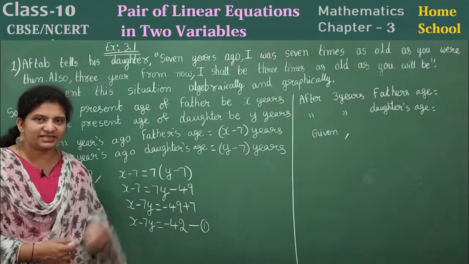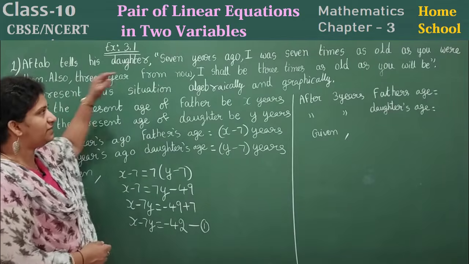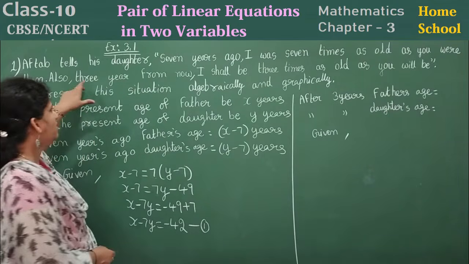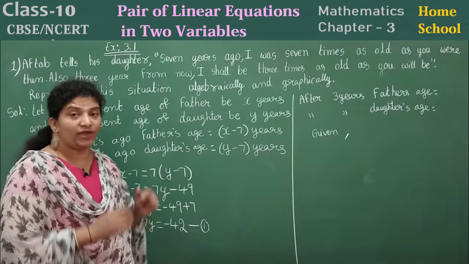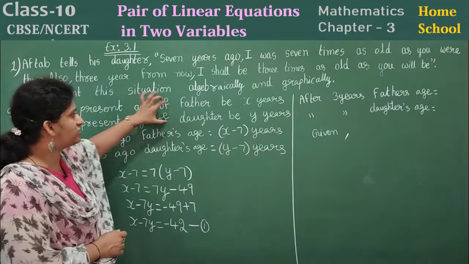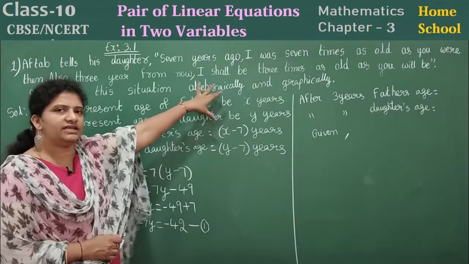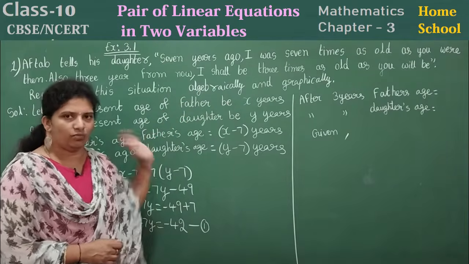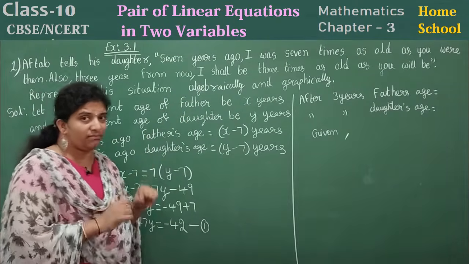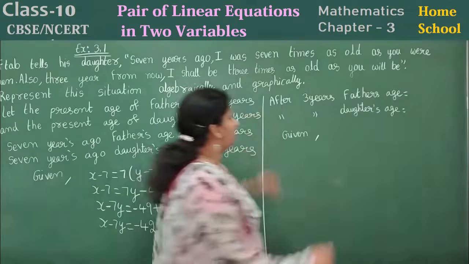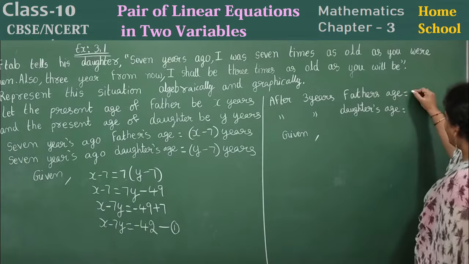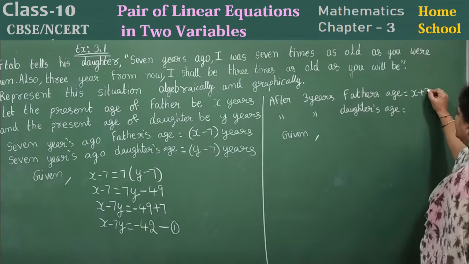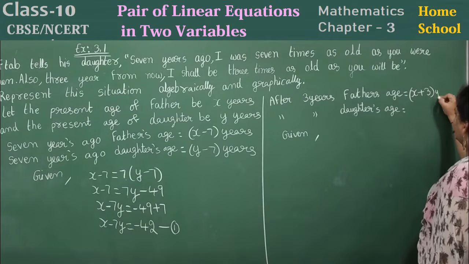Shall we see the next statement? See the next statement. 3 years from now. So now, from now, present age, only these two lines you remember. Father's age X, daughter's age is Y. 3 years from now, after 3 years, the father's age will be X plus 3 years.